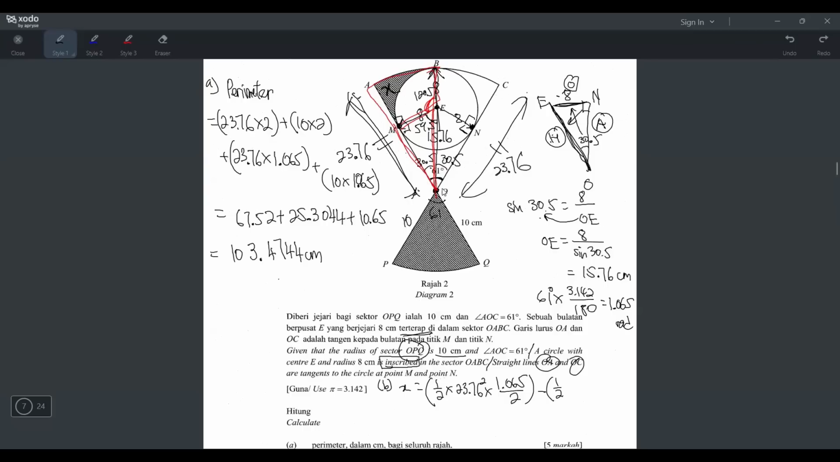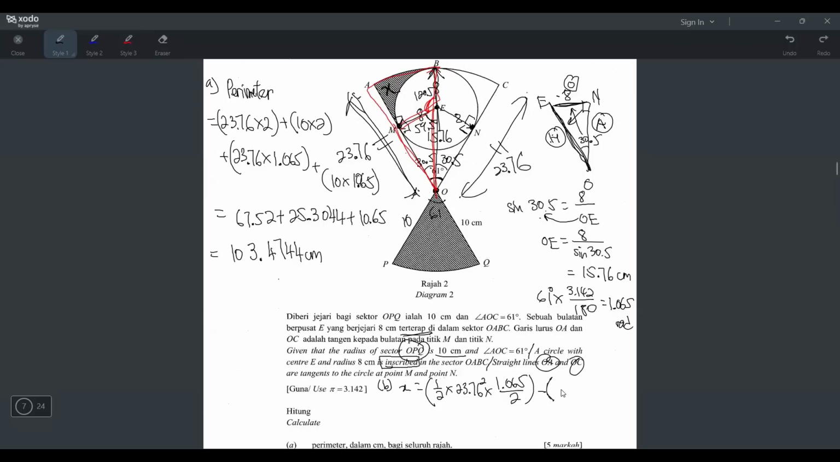But you can also do it another way. If you don't want to use 1 over 2 times base times height, you can also use the other formula, which is 1 over 2 ab sine C, right? 1 over 2 ab sine C formula, you learn this in Form 4 chapter 9, the triangle chapter.